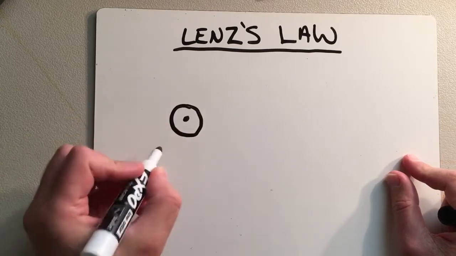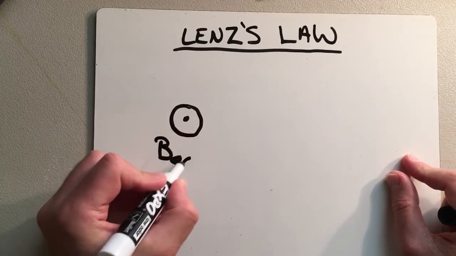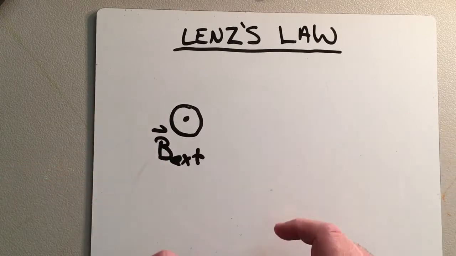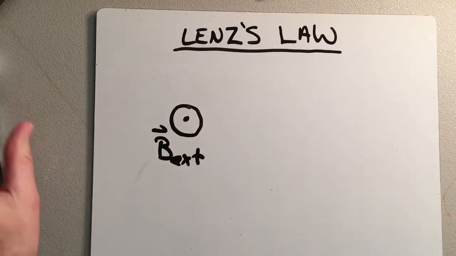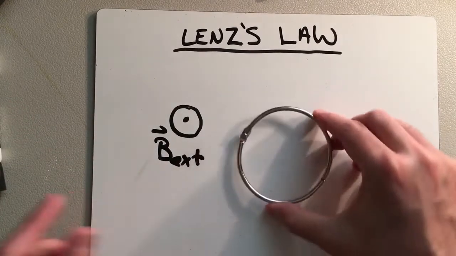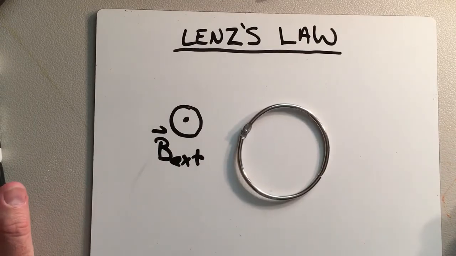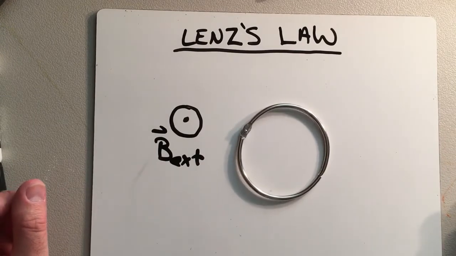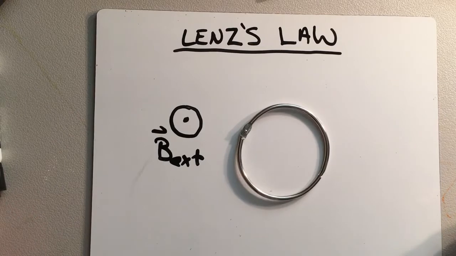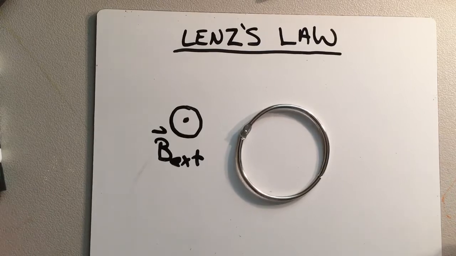Here is my external magnetic field. And there is my loop. So what I want to figure out is what is happening with the flux. Is the flux increasing or decreasing? And remember that my goal here is to figure out the direction of the induced current.